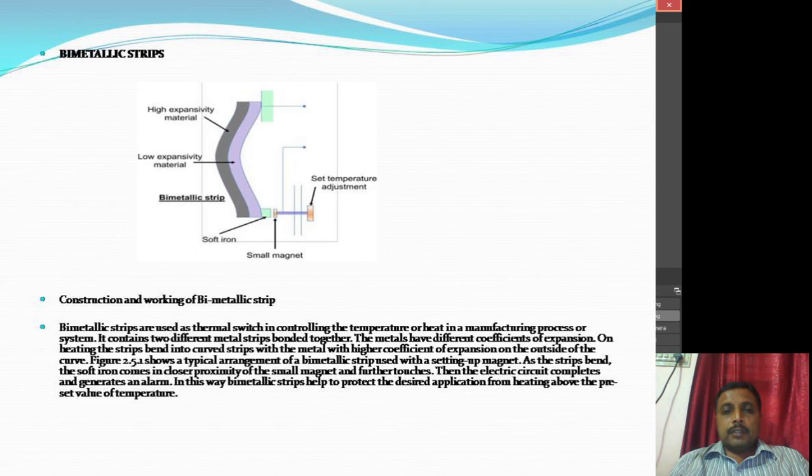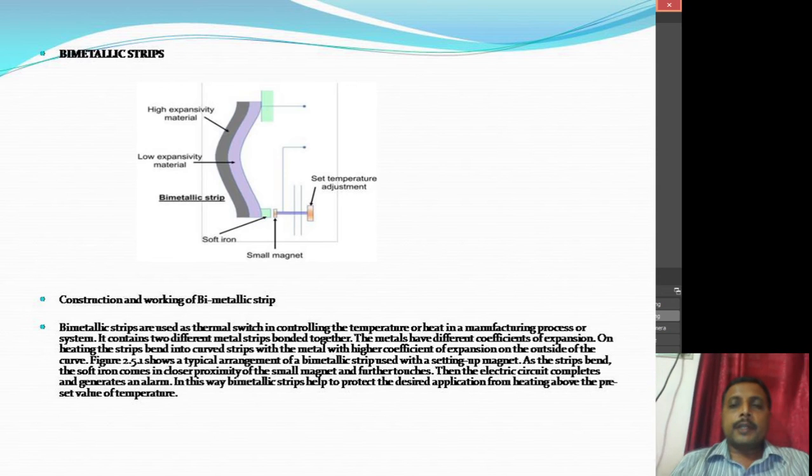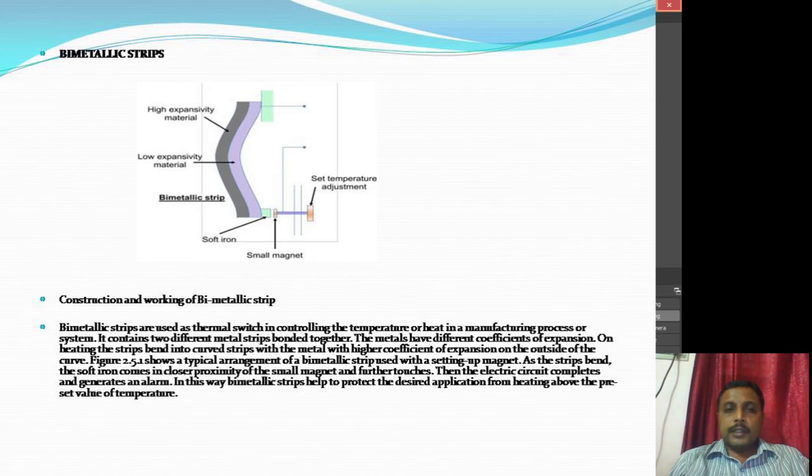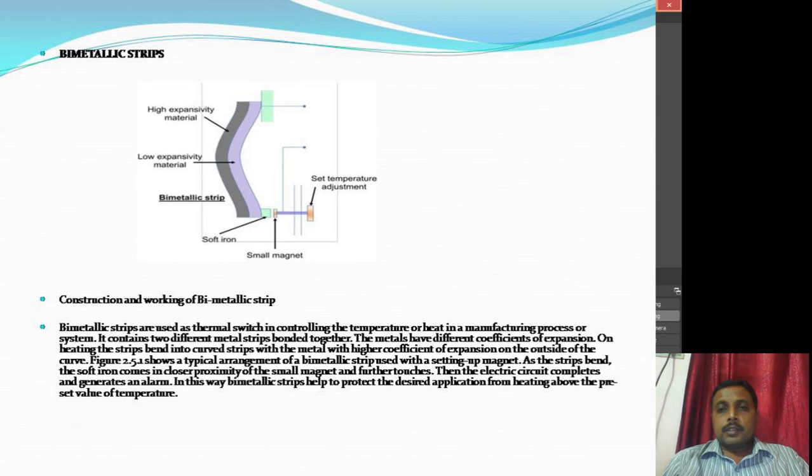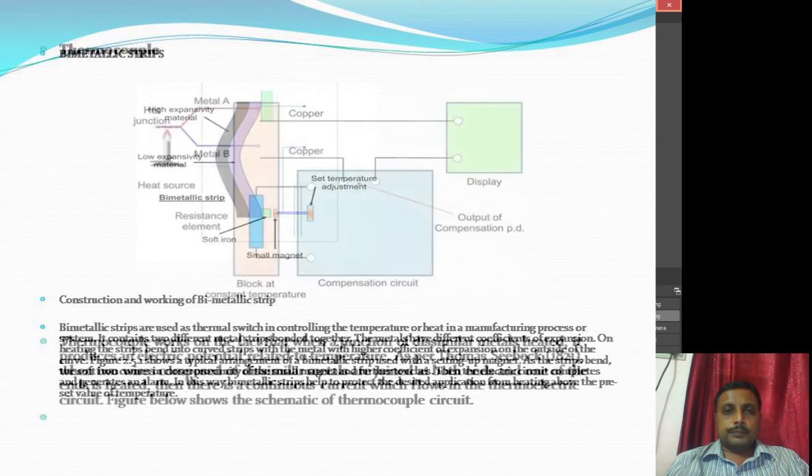Once it touches the magnet, the electric circuit completes and it will generate an alarm. In this way, these bimetallic strips help to protect the desired application from heating above the set value of the temperature. It is generally used in geysers, where a thermostat will cut off as soon as the set temperature is reached. So in geysers we will find these bimetallic strips being used.